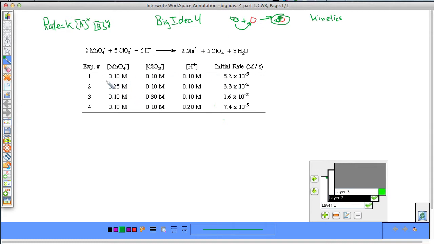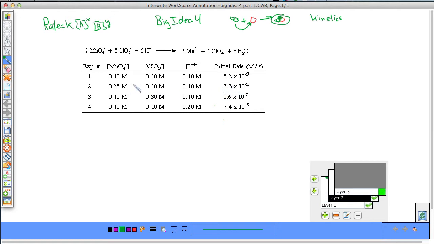In our data, we've taken experiment 1, and we put together 0.1 molar, 0.1 molar, 0.1 molar, and this was our rate. Our initial rate of reaction was 5.2 times 10 to the -3 moles per second. A rate of reaction is kind of like speed, like miles per hour. So this is the amount of moles of reactant disappearing per second. So we have 5.2 times 10 to the -3.